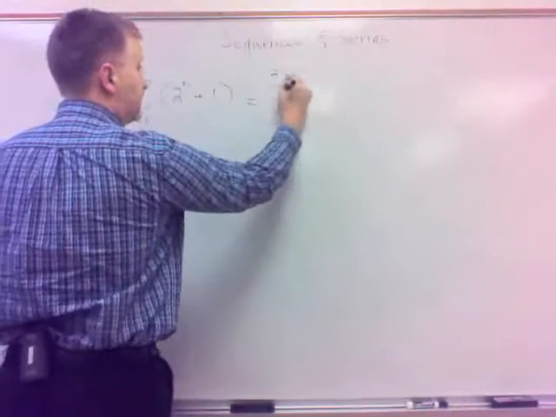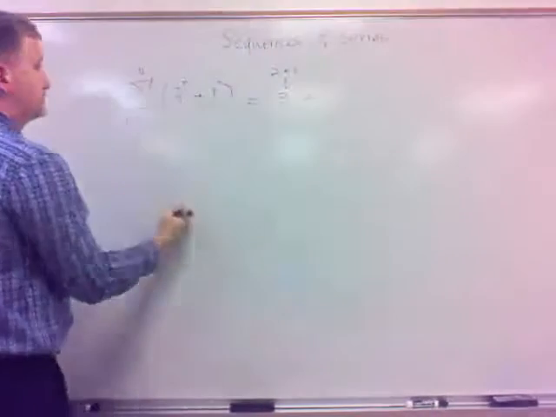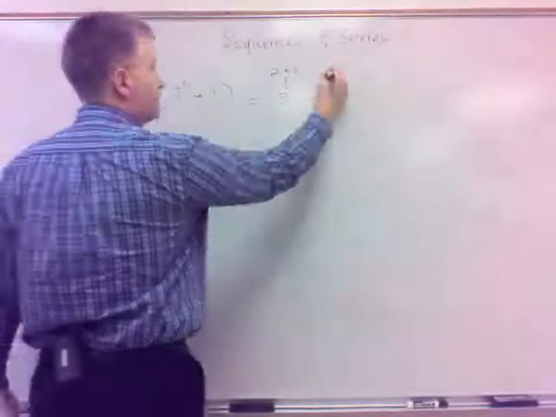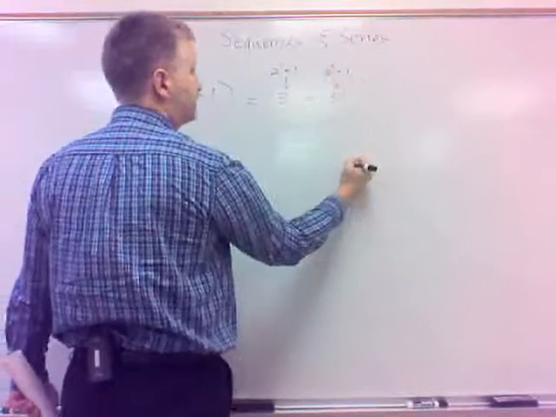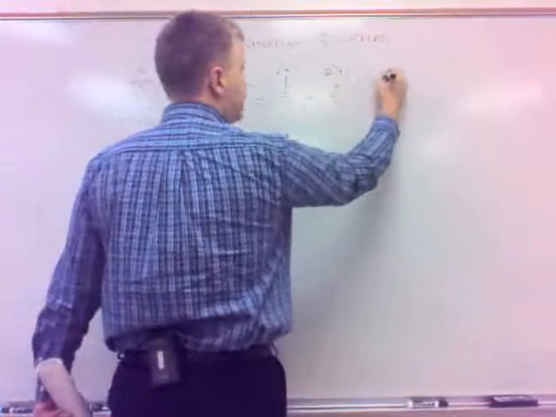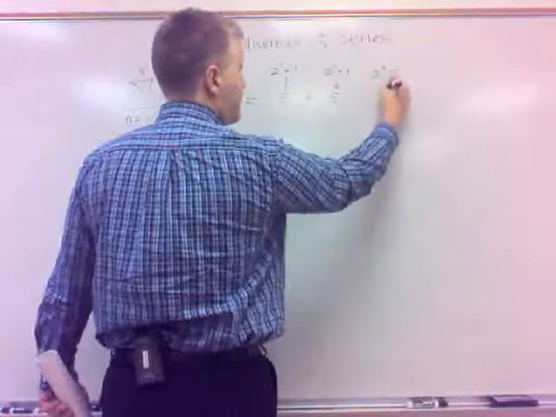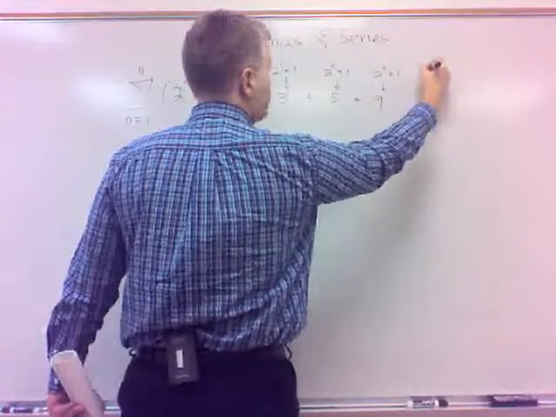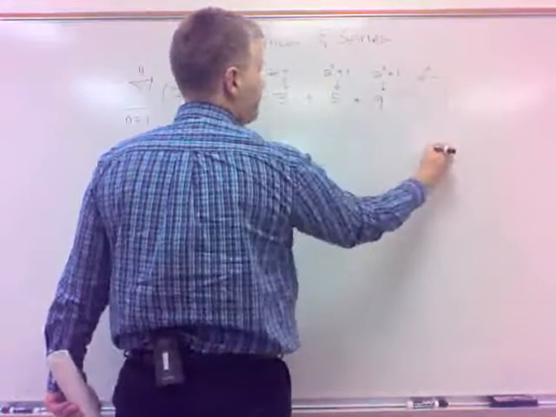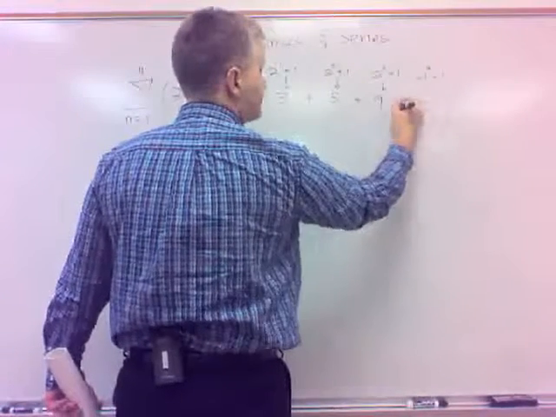3. Okay. Second term, n equals 2, so that would be 2 squared plus 1. That would be 5. 4 plus 1. Third term, 2 to the third plus 1. 2 to the third is 8. 8 plus 1 is 9. And then the fourth term, the last term, 17. 2 to the fourth is 16.